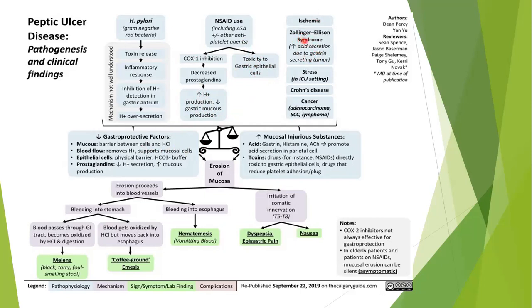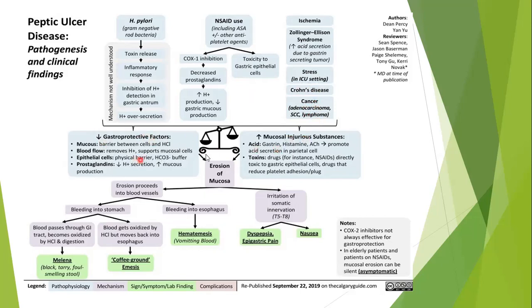Then, in the case of Zollinger-Ellison syndrome, you have increased acid secretion due to a gastrin-producing tumor. Remember, we said this gastrin-producing tumor can occur in the pancreas, it can occur in various parts of the body, and the principal thing is this gastrin-producing tumor increases the production of gastrin. Gastrin ultimately increases the production of protons. So stress in ICU settings, Crohn's disease, and also cancers, for example, adenocarcinoma, squamous cell carcinoma, and lymphomas, all these reduce blood flow to the mucosa, leading to increased risk for ulceration.